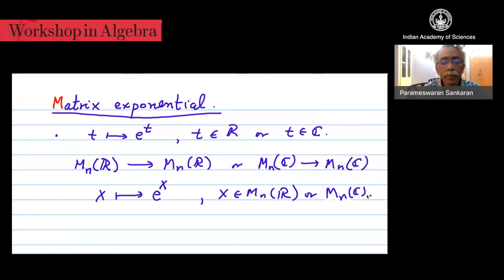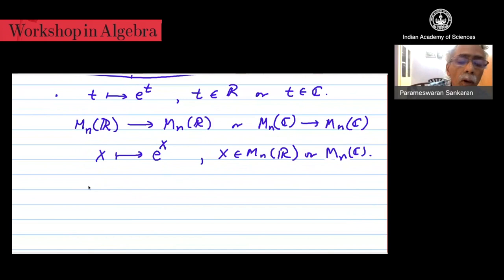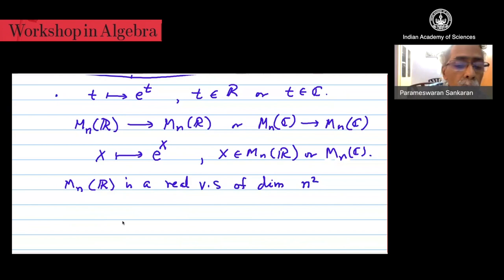But before I begin to do that, let me just say a few words about the topology of M_n(R). Let me just concentrate on reals. Similar statements are also valid. So we want to regard this as a vector space. This is indeed a real vector space of dimension n squared. So you may think of this as R^(n squared), and in R^(n squared) you have the Euclidean metric which gives the topology here and so on.